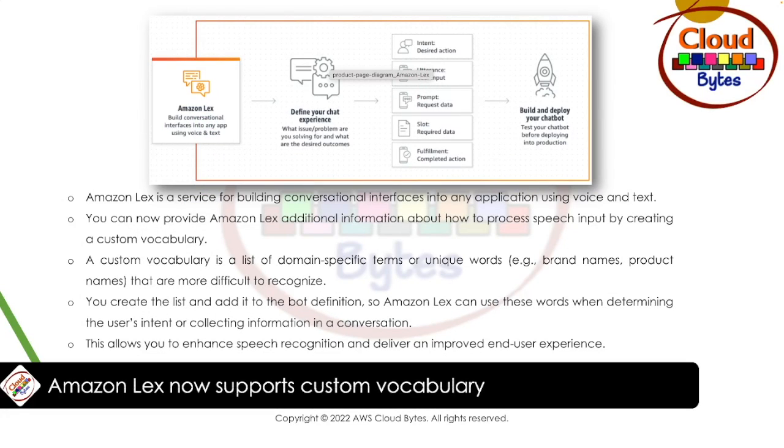Amazon Lex now supports custom vocabulary. Amazon Lex is a service for building conversational interfaces into any application using voice and text. You can now provide Amazon Lex additional information about how to process speech input by creating a custom vocabulary. A custom vocabulary is a list of domain-specific terms or unique words, such as brand names and product names, that are more difficult to recognize. You can create a list and add it to the bot definition. So Amazon Lex can use these words when determining the user's intent or collecting information in a conversation. This allows you to enhance speech recognition and deliver an improved end-user experience.